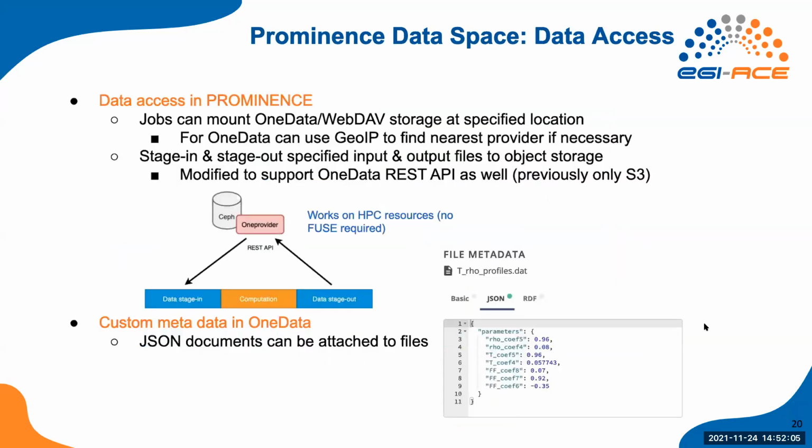What are the characteristics of the data space? The data access in Prominence is, as before, integrated with Data Hub One Data. So the jobs that are running are mounting Data Hub storage. This can be done either directly using the Fuse mount or using the REST API, which is the preferred way in HPC resources. And in order to discover the data, they have included specific JSON documents attached to files, as I previously mentioned, one of the features that One Data delivers.